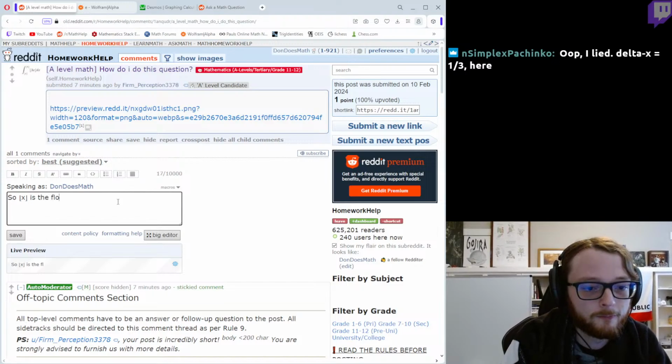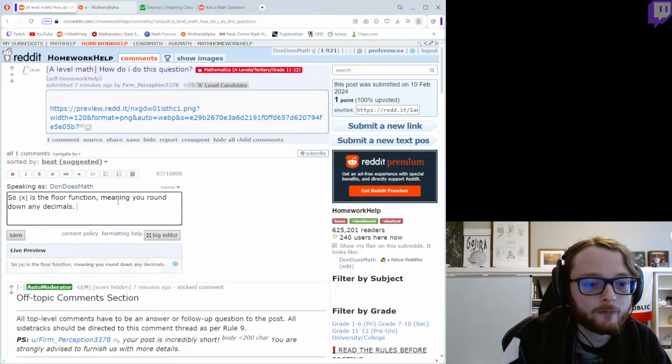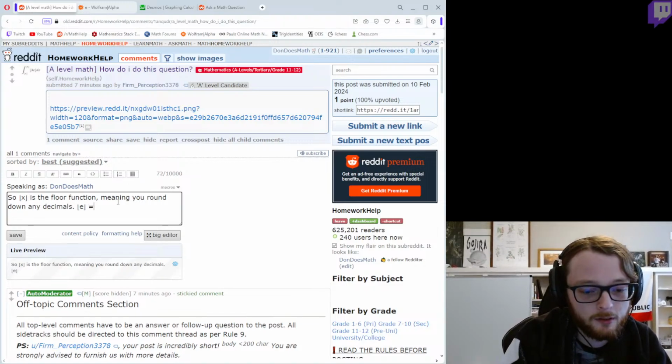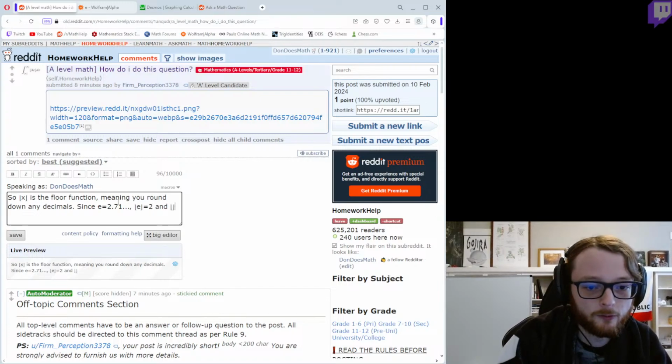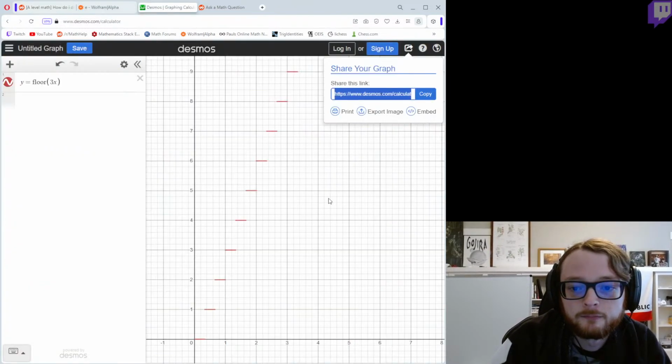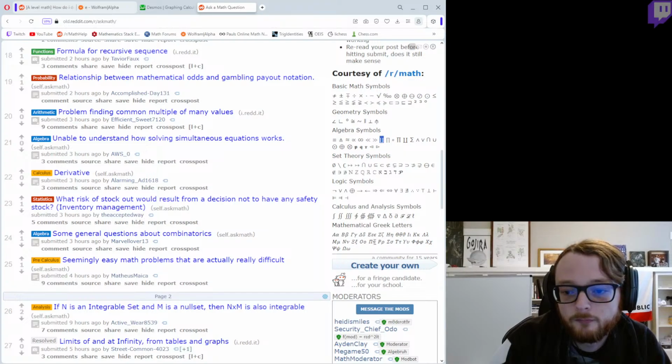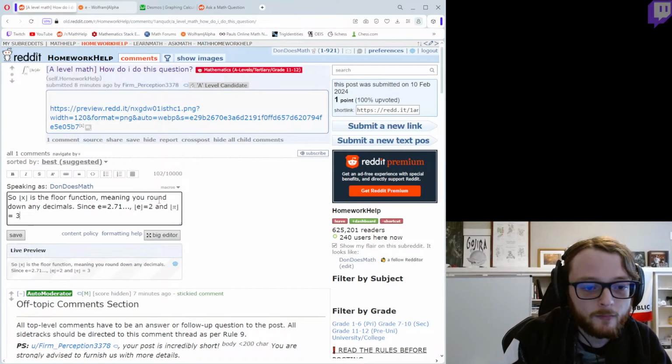This is the floor function, meaning you round down any decimals. Since e equals 2.71..., floor e equals 2, and floor pi, we need pi, it's 3.